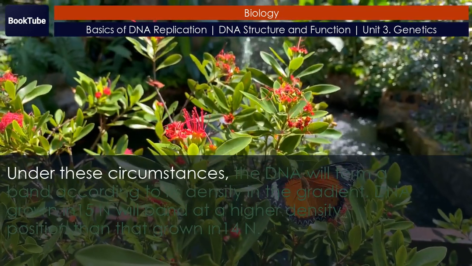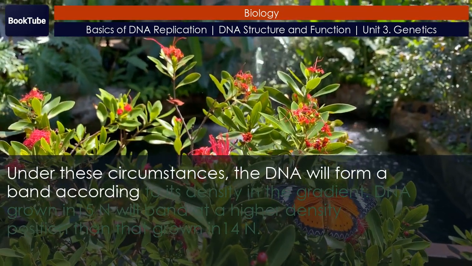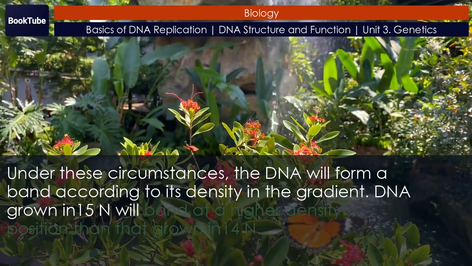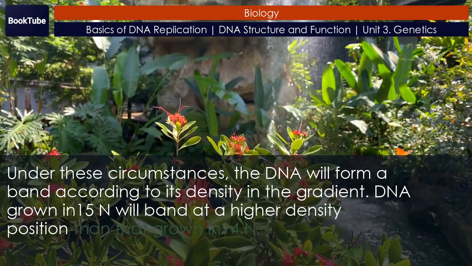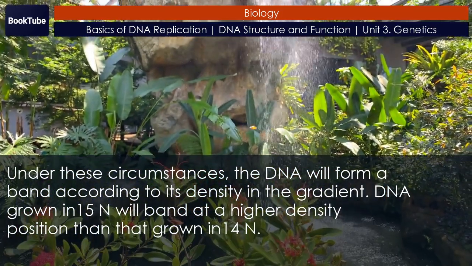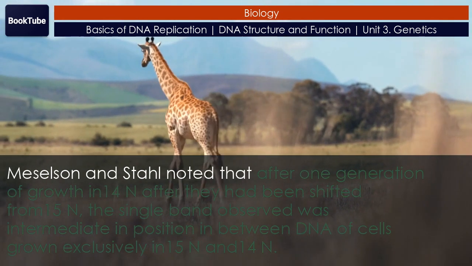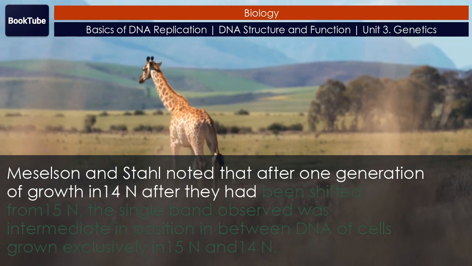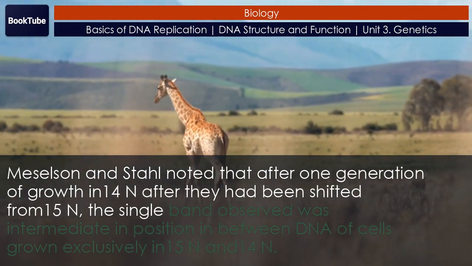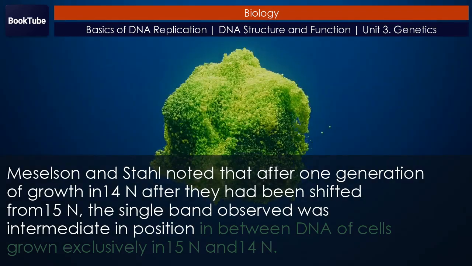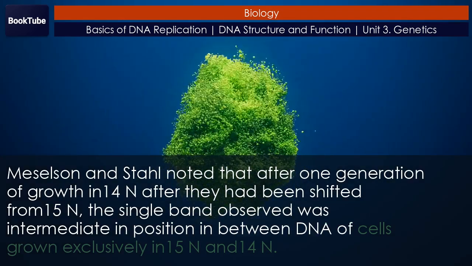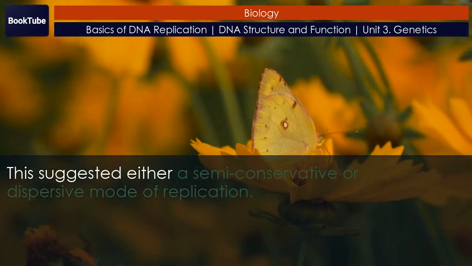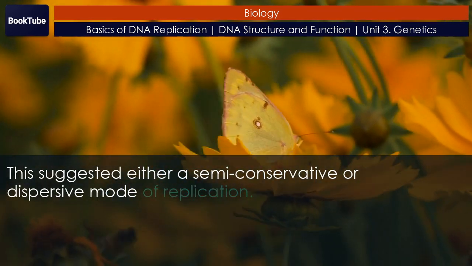Under these circumstances, the DNA will form a band according to its density in the gradient. DNA grown in 15N will band at a higher density position than that grown in 14N. Meselson and Stahl noted that after one generation of growth in 14N after they had been shifted from 15N, the single band observed was intermediate in position in between DNA of cells grown exclusively in 15N and 14N. This suggested either a semi-conservative or dispersive mode of replication.